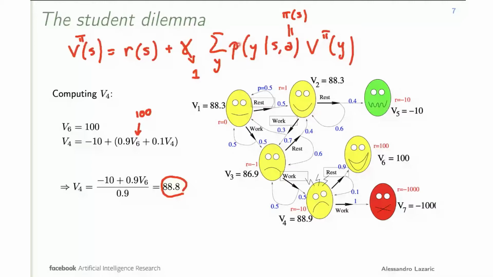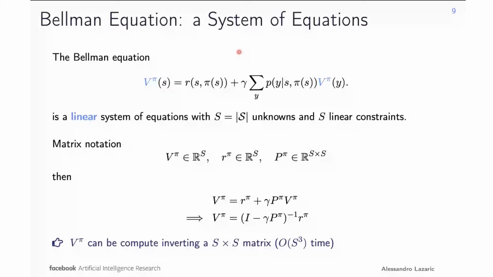But just to make it a little bit more formal, basically what I'm saying is nothing really rocket science. I have these, which are the Bellman equations. Imagine that I have S states, so I have a vector of dimension S. This is another vector of dimension S, because you see that the action part is determined directly by the policy. So this is a function of S, a vector of dimension S. And then I have this one, which I can arrange as a matrix where P pi element (S, y) is equal to P of y given S and pi of S. So I build up this matrix, which is S by S.